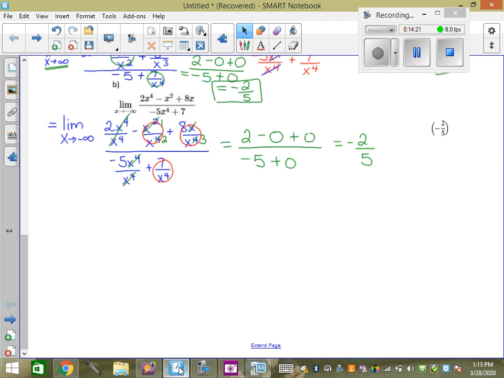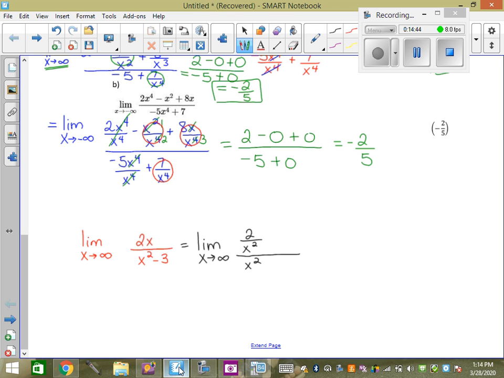One thing I want to extend on this. So say I gave you the limit as x approached infinity of 2x over x squared minus 3. Okay? I still have to divide by the largest exponent. So my largest exponent is x squared, and I have to do it to every term. So I'm going to get 2 over x squared over x squared over x squared, minus 3 over x squared. This is going to become a 1. So I'm going to get the limit as x approaches infinity of 2 over x squared, over 1 minus 3 over x squared.